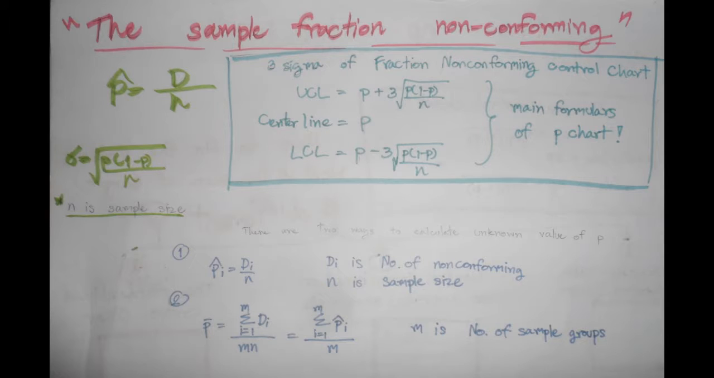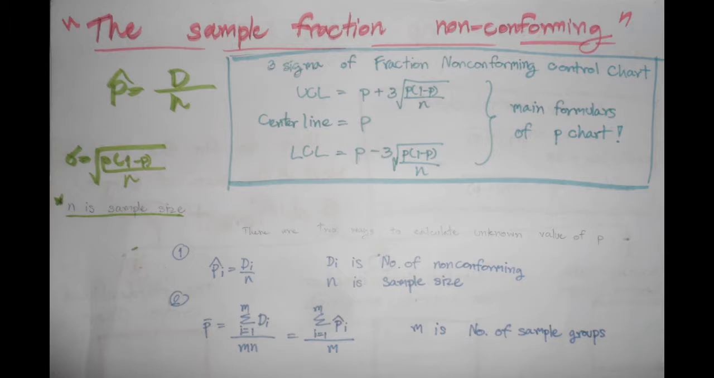The formula is p hat equal to d divided by n. n is the sample size and d is the number of non-conforming. And 3 sigma in this case is the 3 sigma of the fraction non-conforming control chart.